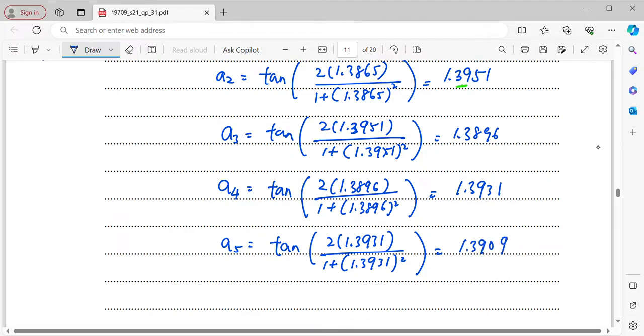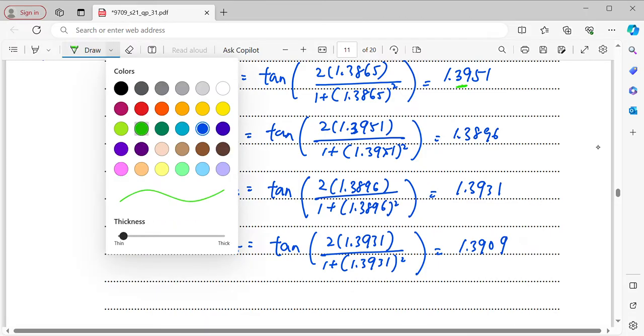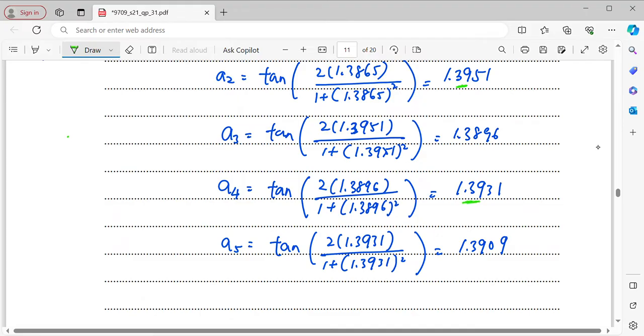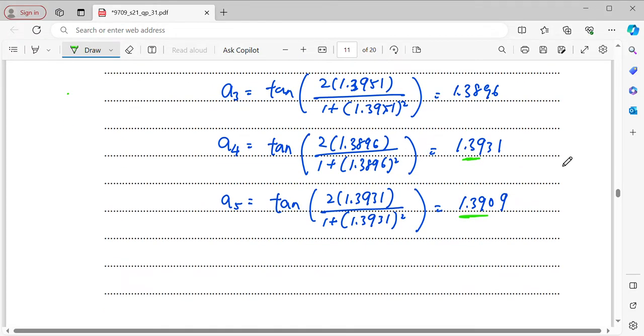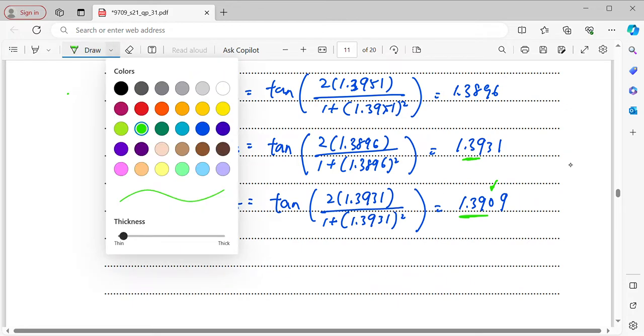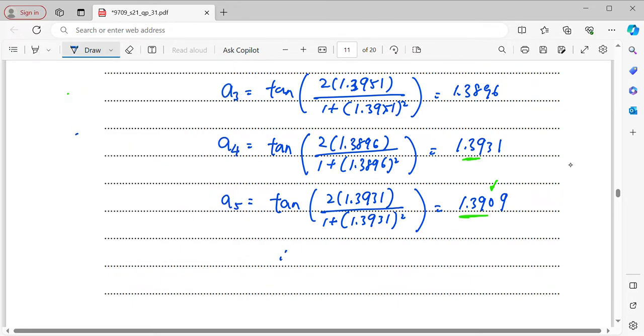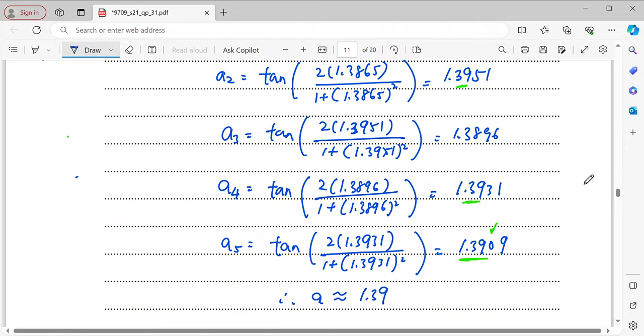Okay, so when you compare, previous was 1.39. Now you get 1.39 correct to 2 decimal places. Therefore, the final answer is based on the next digit. Since this is 0, we just ignore the 0, 9. Therefore, my A is approximately 1.39. So that is my A solution.